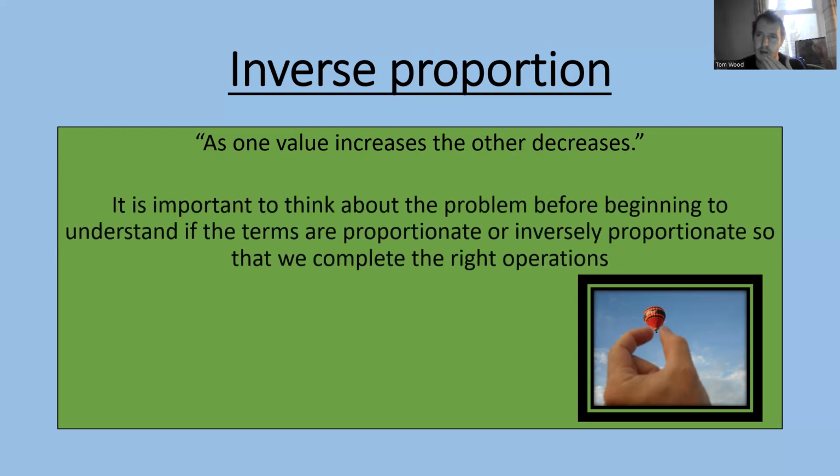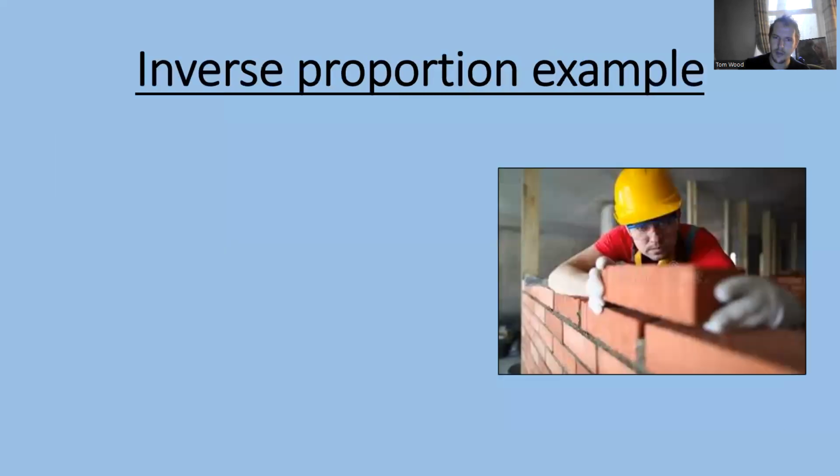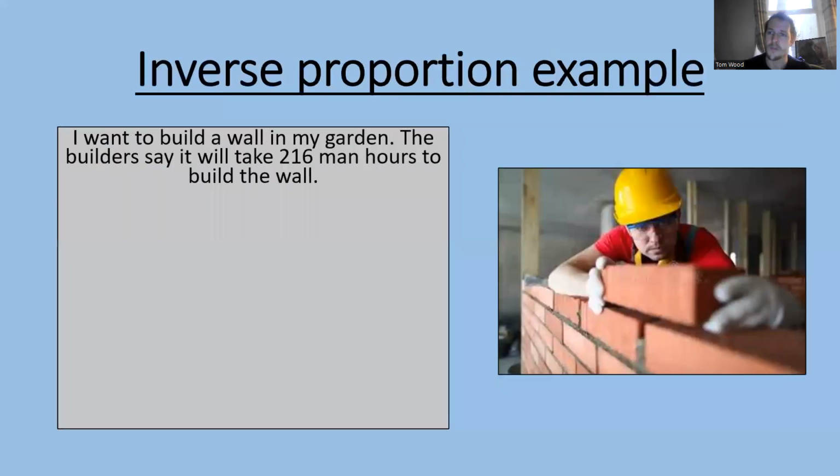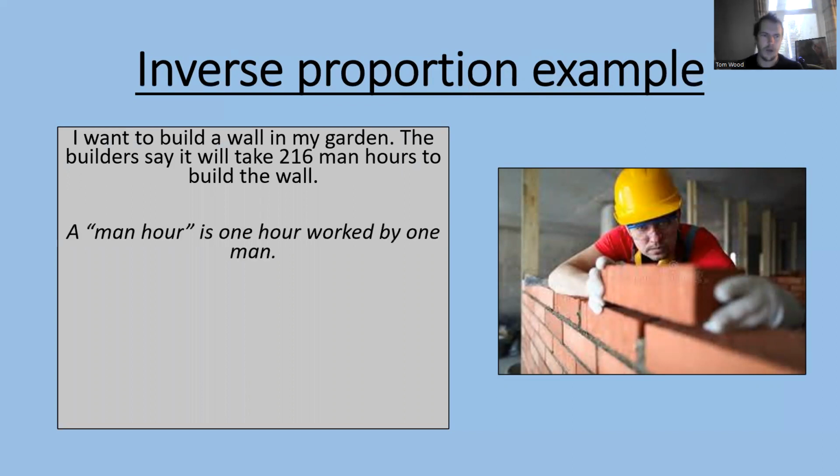And it is more a case of reading the question carefully and thinking about it logically. Like, if I were to increase this, this would also increase. If we were in a shop, if I buy more of something, it costs more money. In some contexts, though, like in this example, that's not true. So let's say I want to build a wall in my garden, and the builders say it's going to take 216 hours to build the wall. A person hour is the hour worked by one person. So it's going to take someone 216 hours to build this wall.